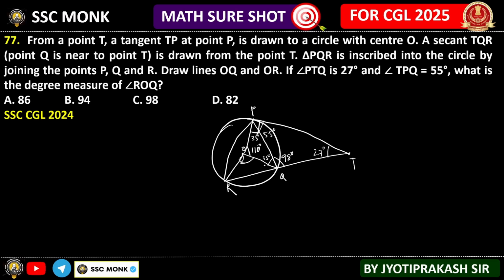Now see, this total value is 98 plus 35. That is equal to 133. So this remaining is equal to what? 47 degree. So this is 47 degree. So total 94 gone. Remaining is equal to what? 86 degree. Answer option A.